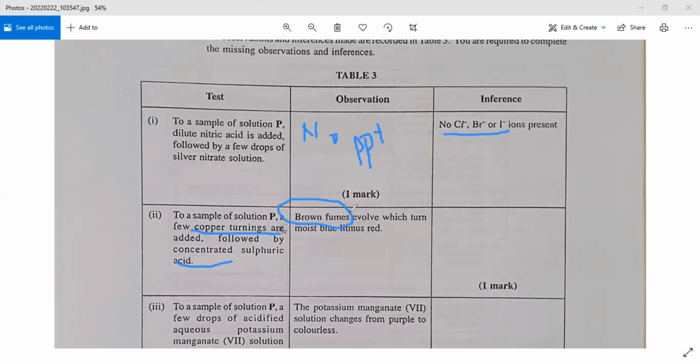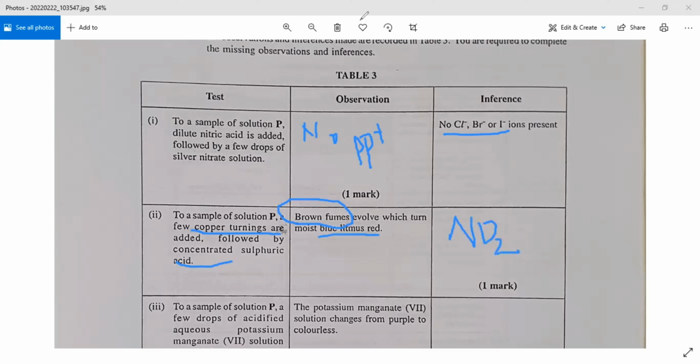And notice you saw that before, brown fumes. What is this brown fumes again, which turns blue litmus red? As I said, when we saw in the table, bromine was an option and nitrogen dioxide was the other option. And I said categorically that it is almost never bromine, which means that it is nitrogen dioxide. Okay? So this must be nitrogen dioxide.